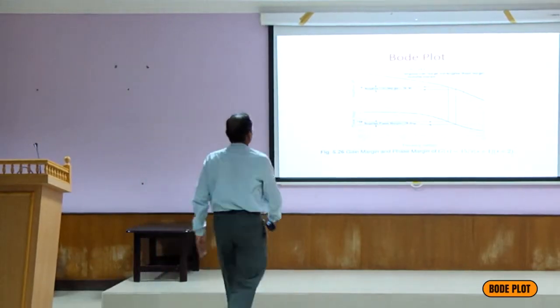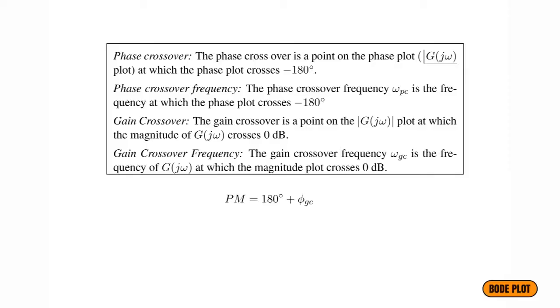What is the phase crossover frequency? Already explained. Gain crossover and gain crossover frequency. The phase crossover is the point at which the phase plot crosses 180. The phase crossover frequency is the frequency at which the phase plot crosses 180. Similarly, the gain crossover frequency is the frequency at which the gain crosses 0 dB, that is magnitude 1 on the linear scale, where it crosses 1.